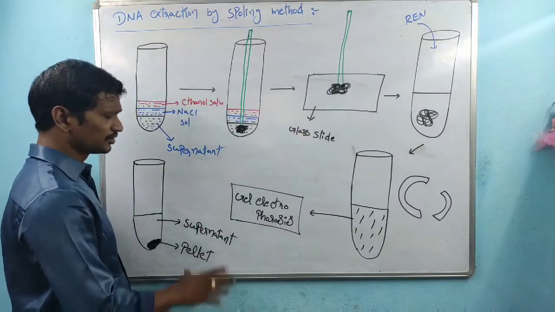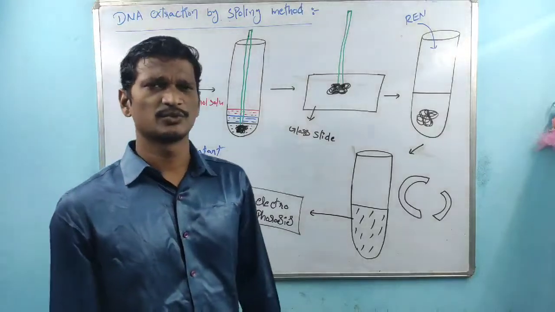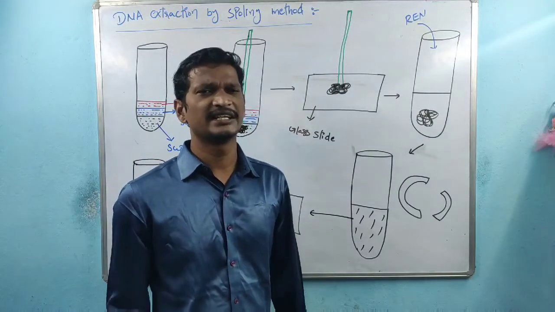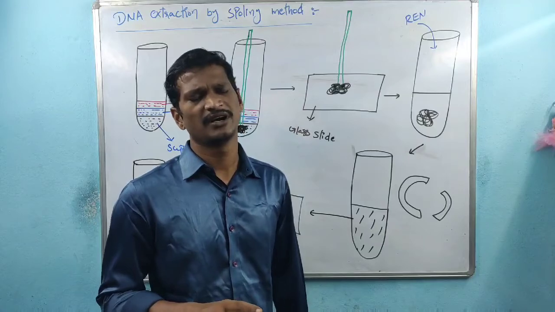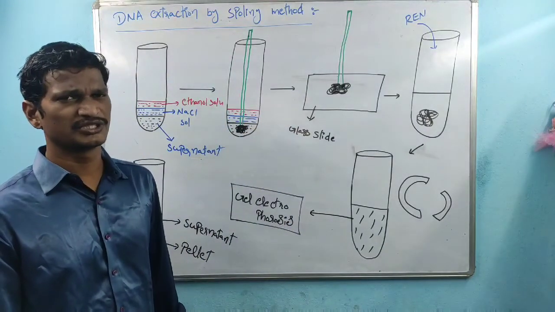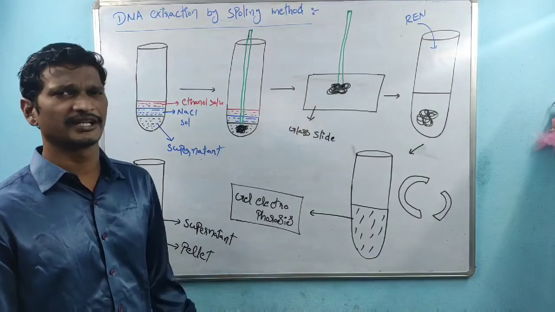Spooling method, right? So next we will discuss the gel electrophoresis process. In the gel electrophoresis process, how the desired DNA fragments are identified, or how the insulin-producing gene is identified, we'll discuss. That is about the next topic.